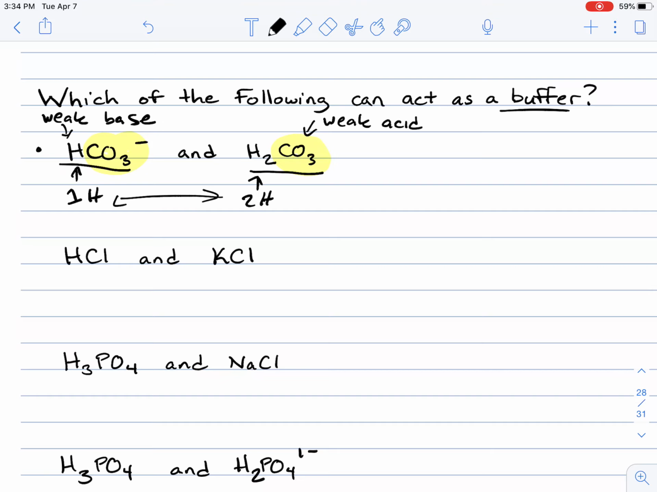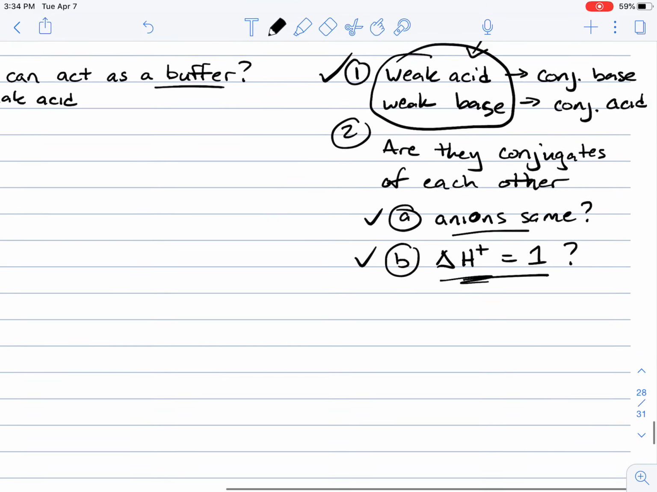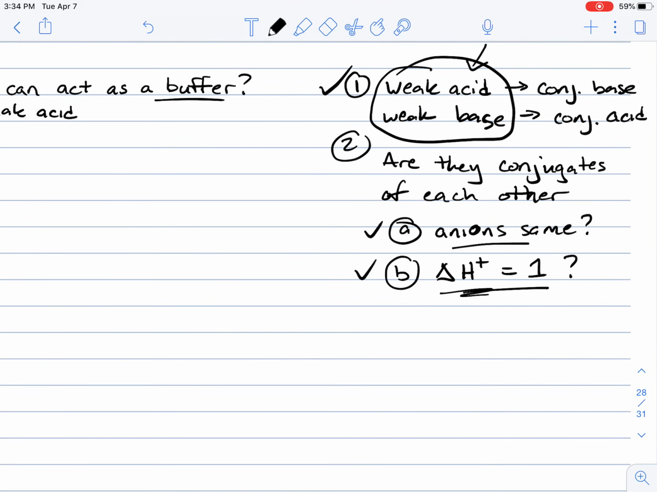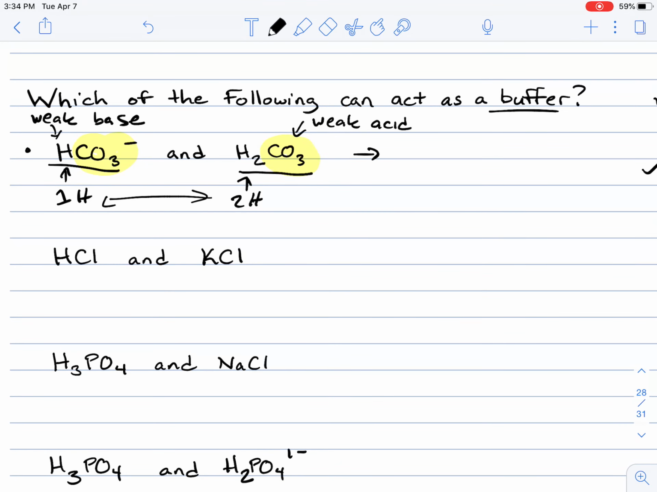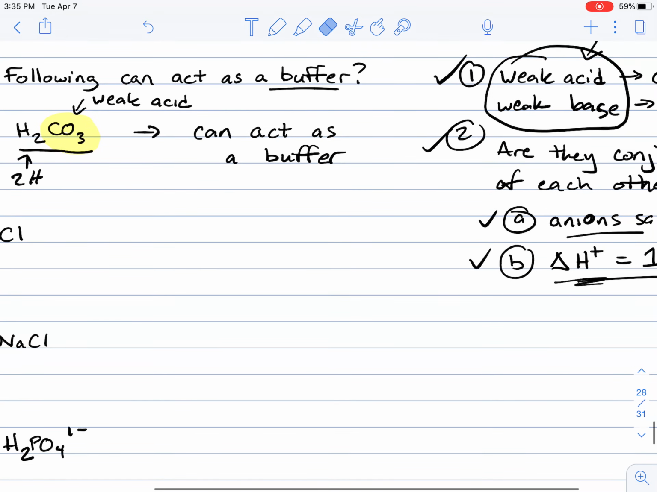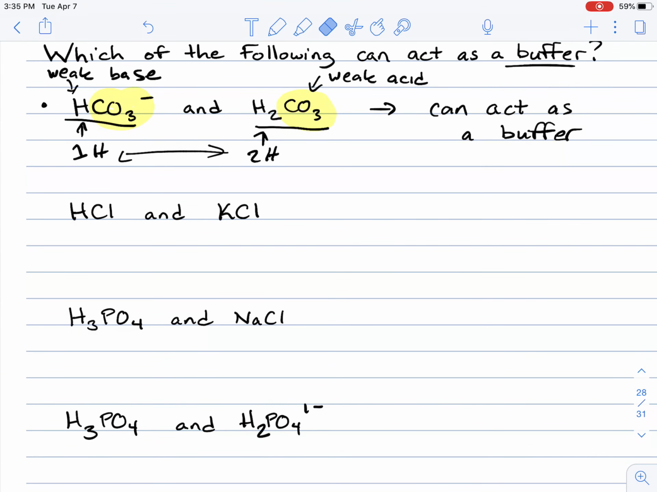Okay. And so since we were able to check off number 1 and number 2, we can conclude that both of these substances, when they're placed together in a solution, can act as a buffer. All right, so I'm going to reset my check marks because I need to go through another example.